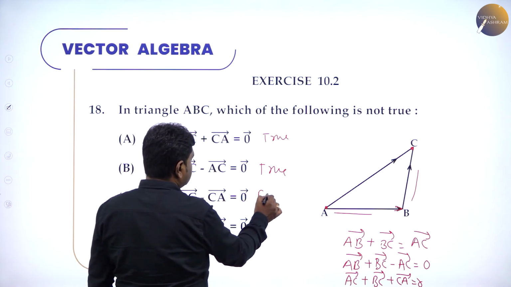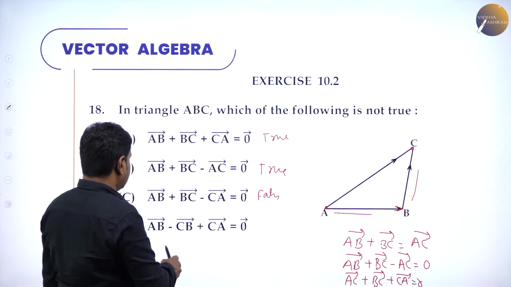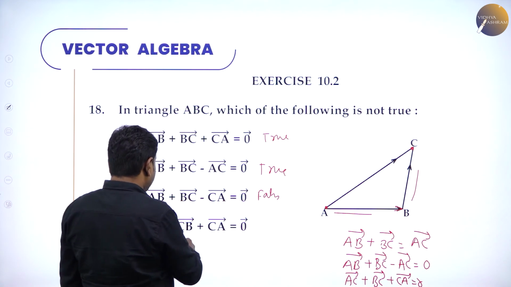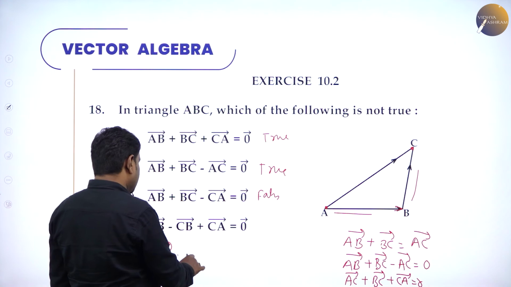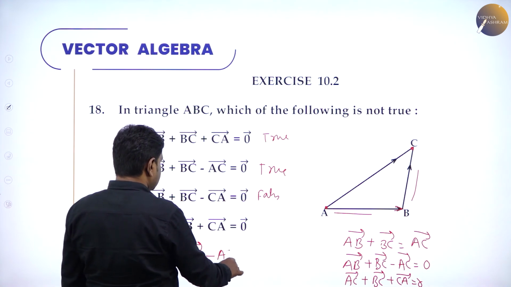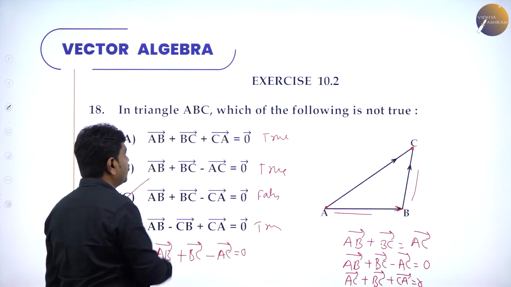No, it is false. When you write minus CA, it will become plus AC. And AB minus CB plus CA equal to 0, they told. See, AB minus CB can be written as plus BC, and CA can be written as minus AC. So negative. So this is also true. So which is false? Option C is false.